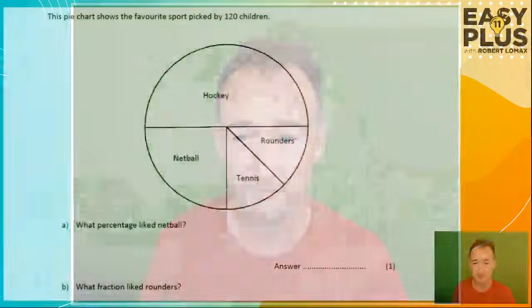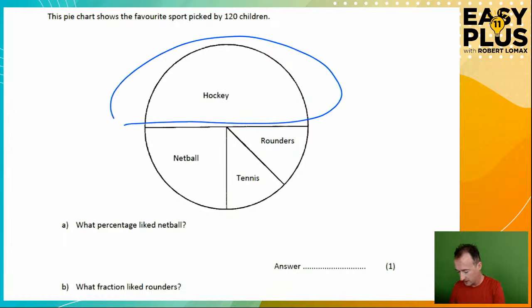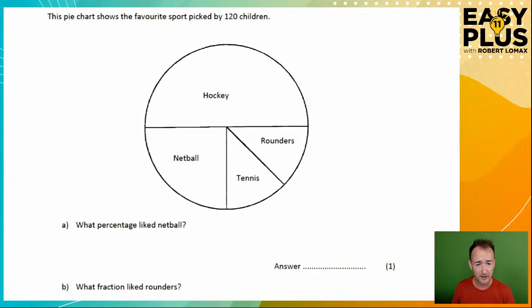Let's get started. So here we have a typical pie chart question. And you're probably familiar with what pie charts are, but if you aren't, they're just a way of showing information in a proportional way. So for example, if we look at this pie chart, we can see that half of the children picked hockey as their favourite sport, because we can see that half of the pie chart is taken up by the section denoting hockey.